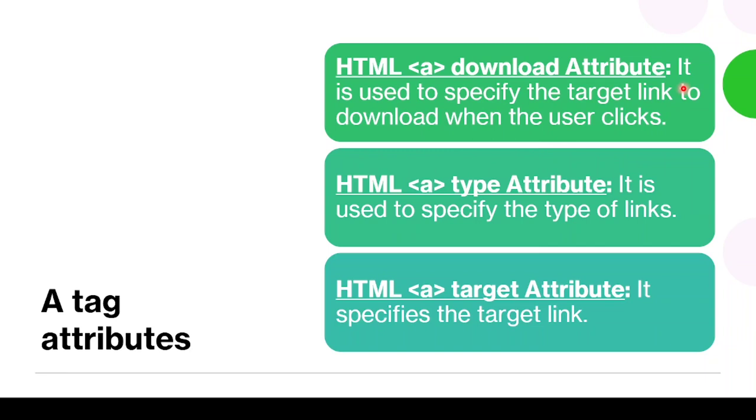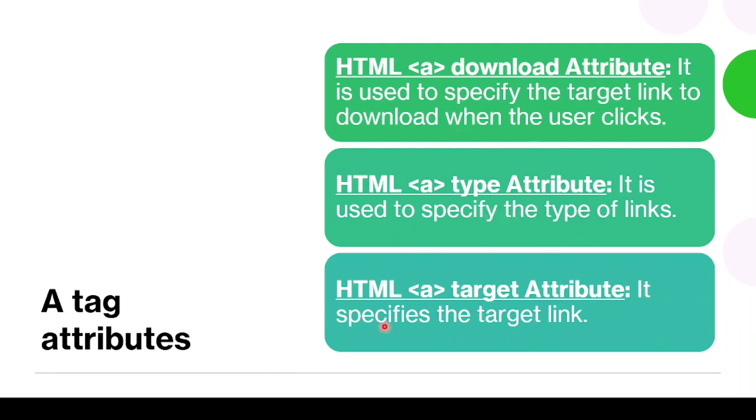Okay, after that we have the type attribute. In the type attribute we specify the type of link that we are going to use. For example, if I use an HTML page, I specify the type as dot HTML. If I provide a doc link, then I specify the doc type. For an image, we specify image, and any kind, you specify the type for better understanding.